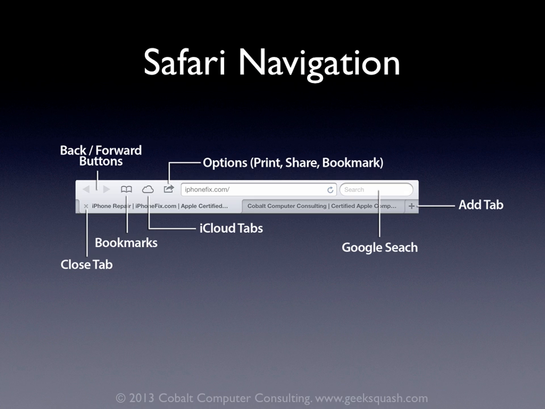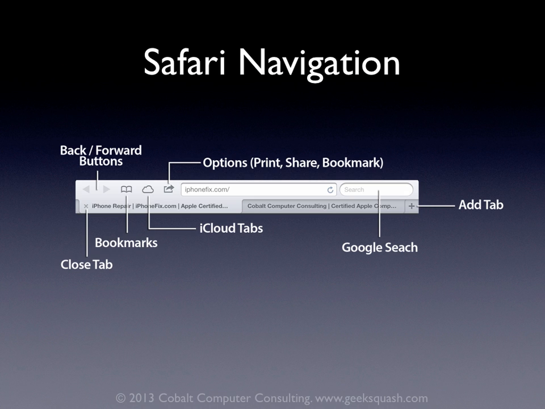Above that are the back and forward buttons. Those are going to be darkened when they're available to be clicked. So if I were to click a link within this iPhone Repair link, the back arrow would turn black, meaning I have the option to go back a page. Right now they aren't darkened or black because it's a brand new web page, and it means I haven't been backwards or forwards in it. But that's how you go backwards and forwards in web pages.